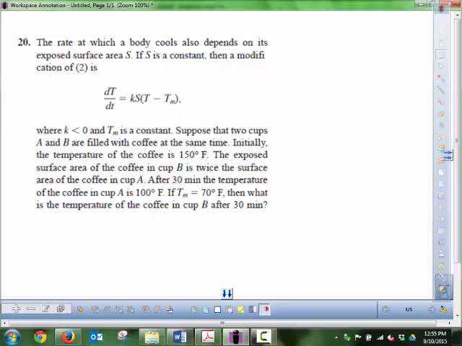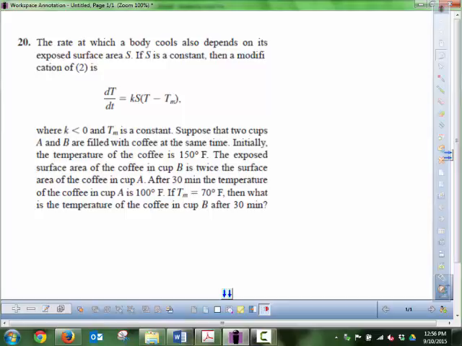Suppose two cups, A and B, are filled with coffee at the same time. Initially, the temperature of the coffee is 150 degrees. The exposed surface area of the coffee in cup B is twice the surface area of the coffee in cup A. After 30 minutes, the temperature of the coffee in cup A is 100 degrees, and Tm, the temperature of the environment, is essentially room temperature. What is the temperature of the coffee in cup B after 30 minutes? So they want you to do a comparison here.